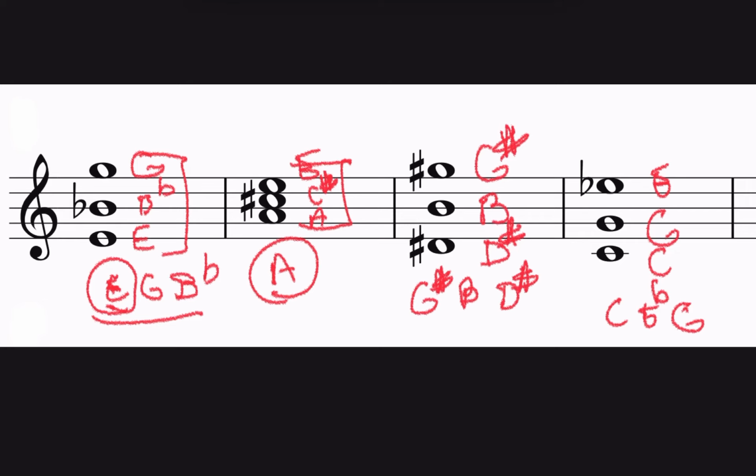So for each one, if you just can stack notes into thirds, you'll figure out the root of the chord. And once you do that, then you know at least what it is. It's an A chord or some kind of B flat chord or whatever. To figure out if it's major, minor, augmented, or diminished, that's a different thing. But this is how you figure out the root of the chord.